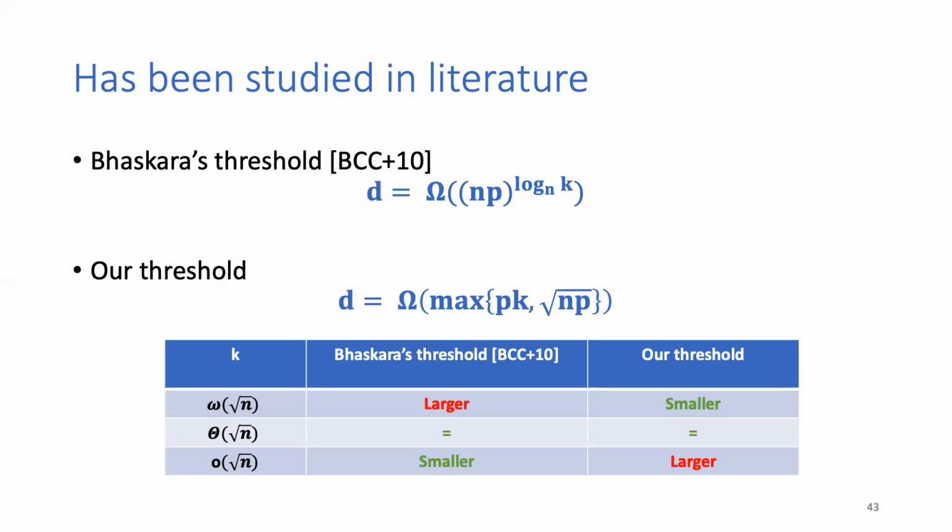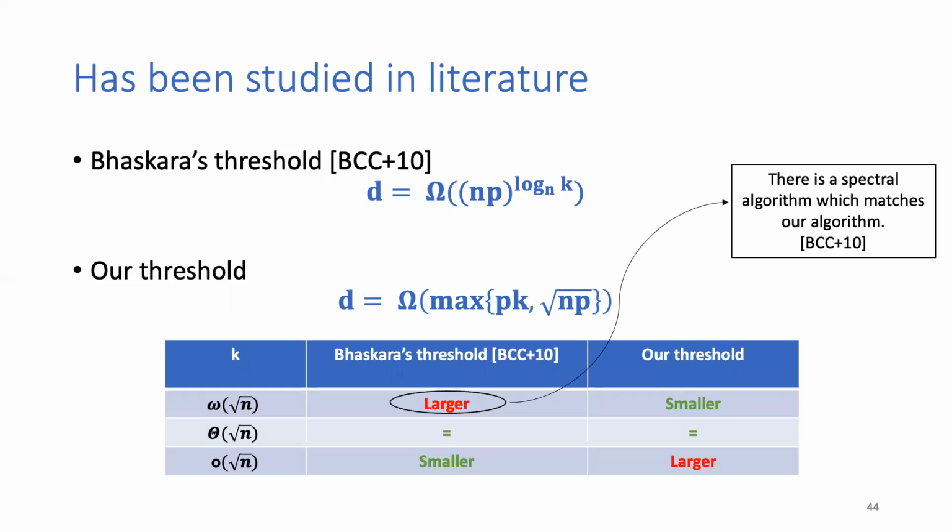But let me state here also that there is another spectral algorithm for the case of k greater than omega root n, which is also given by the same paper, which matches our threshold. So in terms of the approximation factor, our algorithm does not do anything new, but recall that this was a simpler case, only for V minus S being a random graph. We also study the two semi-random models. So ours is a sort of unified algorithm which solves all these problems at once.